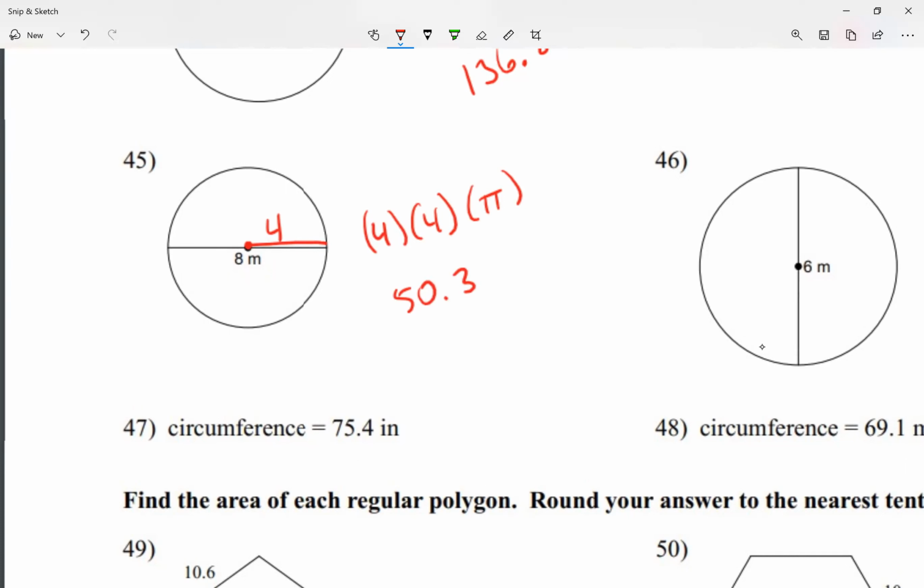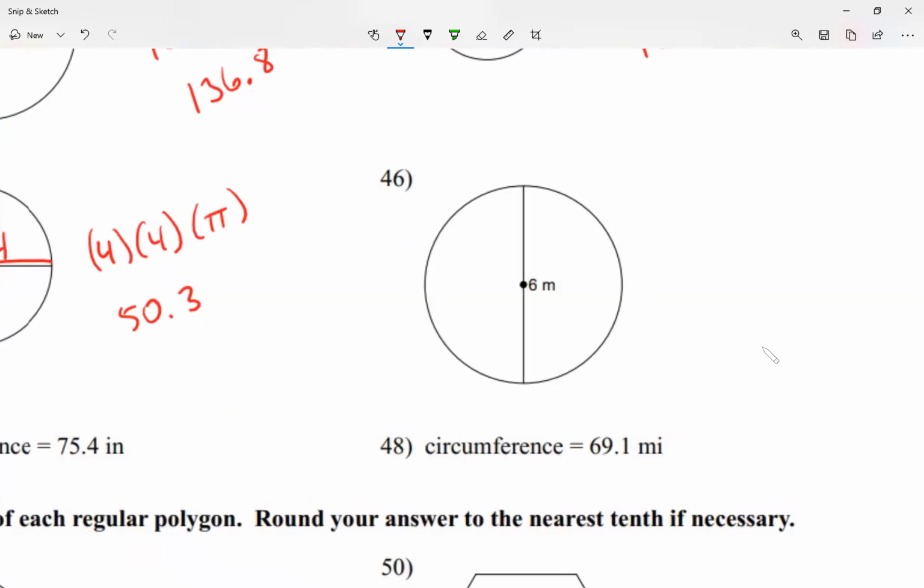All right, so let's take a look now at question number 46. Look, that's another diameter. The diameter is 6. The radius is only half of it. So I'm going to say my radius in this case is 3, right? The half of 6. So for my area, let me go 3 times 3 times pi. So according to my calculator, this is 28.3.